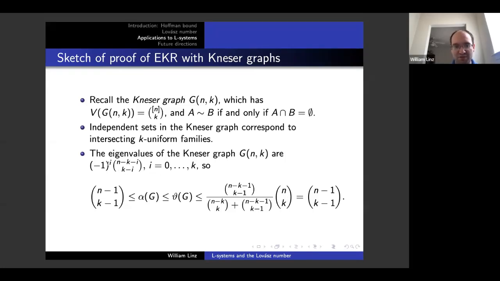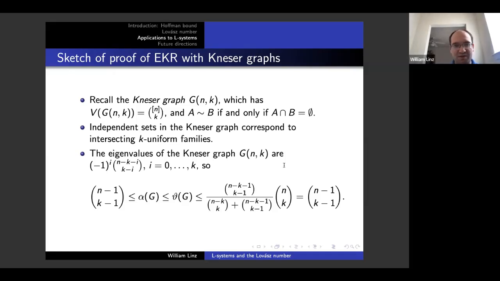The smallest eigenvalue is obtained when i is equal to 1, in which case you get the negative of n minus k minus 1 choose k minus 1. So the negative of that would give you n minus k minus 1 choose k minus 1 here. The largest eigenvalue is when i is 0, and then you get n minus k choose k. Then a little bit of algebra says that you can simplify this expression down to n-1 choose k-1. So this doesn't just show that the maximum size of an intersecting family is n-1 choose k-1. It also shows that the Lovász number and the Shannon capacity of the Kneser graph are equal to n-1 choose k-1.